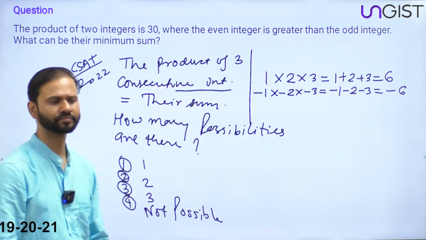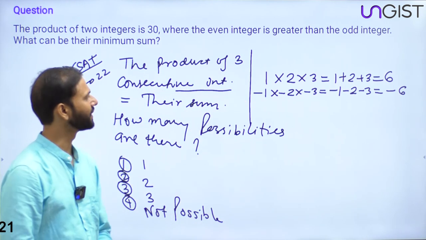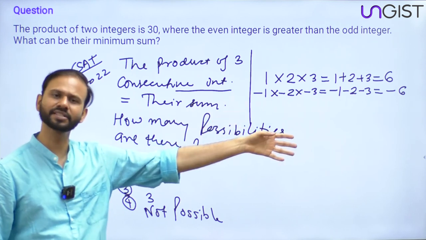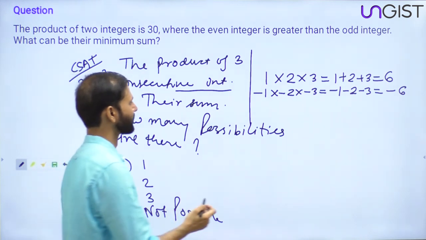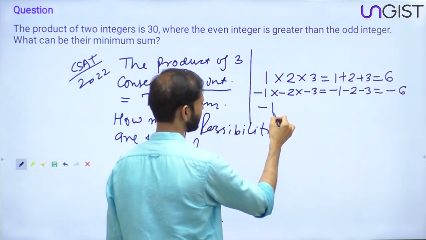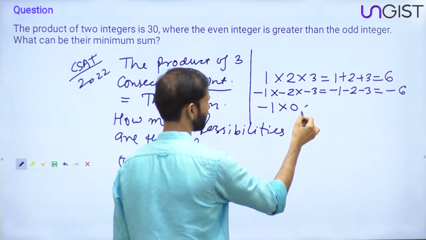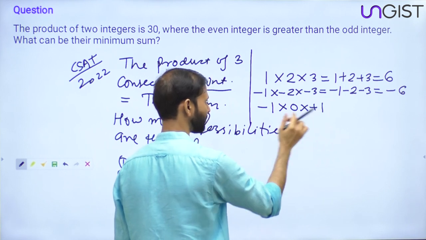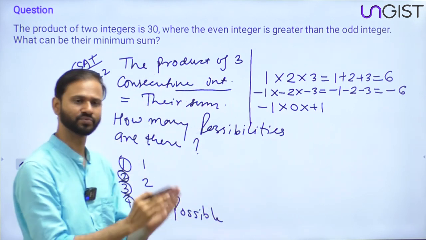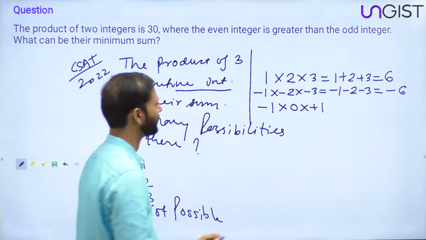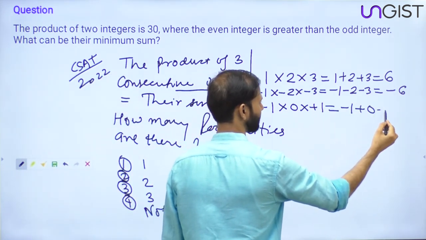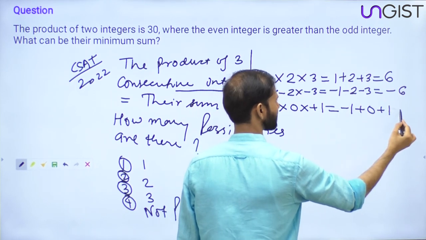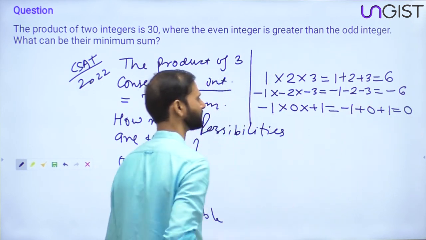Everybody okay? Minus 1, minus 2, minus 3, this is equal to minus 6. And one more possibility is there, when we have minus 1 into 0 into plus 1. These three are also consecutive integers: minus 1, 0, plus 1. So this is equal to what? Minus 1 plus 0 plus 1, so this is equal to 0.